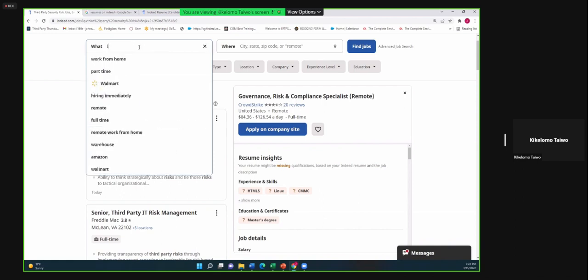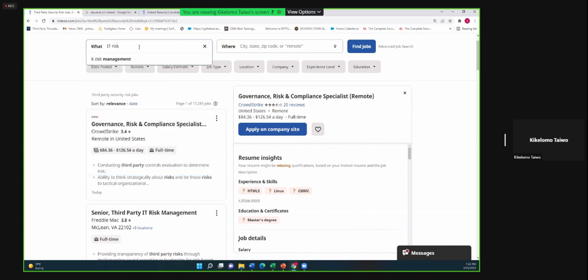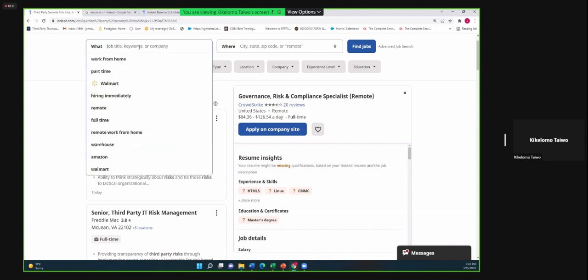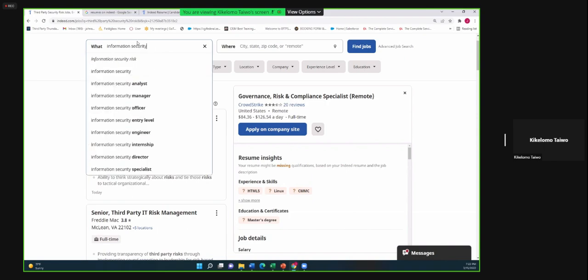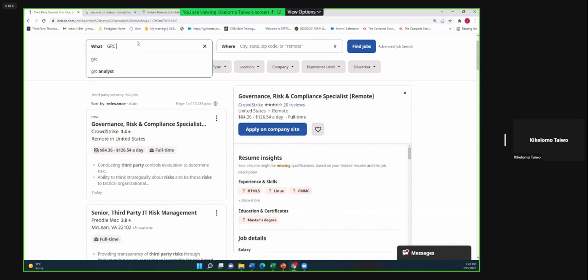I can search for IT risk management. I can search for information security risk. I can also search for GRC analyst role. This is GRC, governance, risk, and compliance. GRC is like an umbrella of where third party is, GDPR.